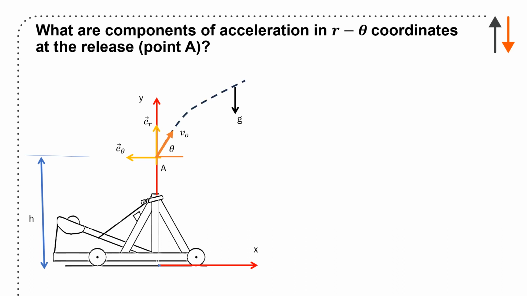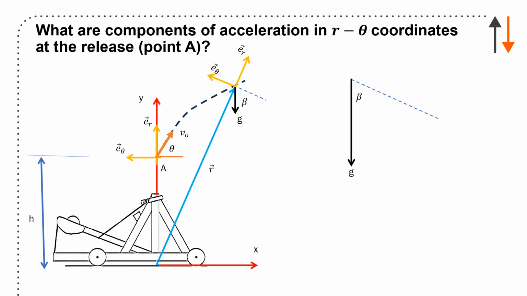I have a path of that particle that's a parabola, so somewhere along there I have g. And I can define r with respect to my origin. So r is there, and e_r, e_theta at that next position look like that. If I take the g and beta out and blow it up, I can then describe the acceleration in the r direction and the acceleration in the theta direction.